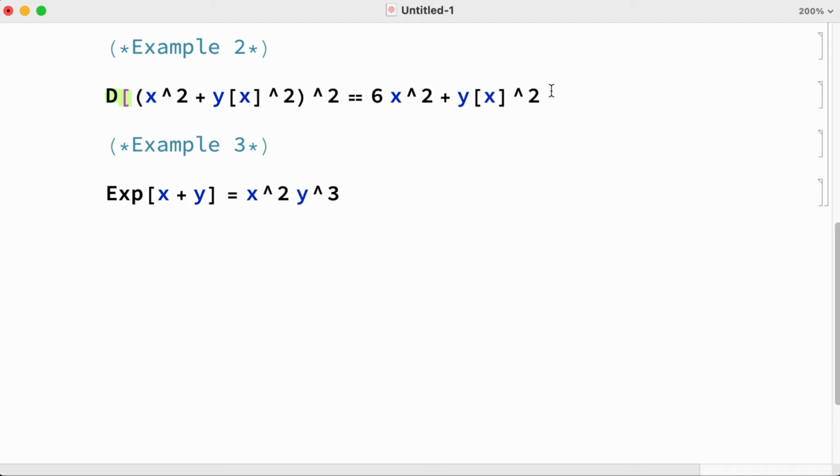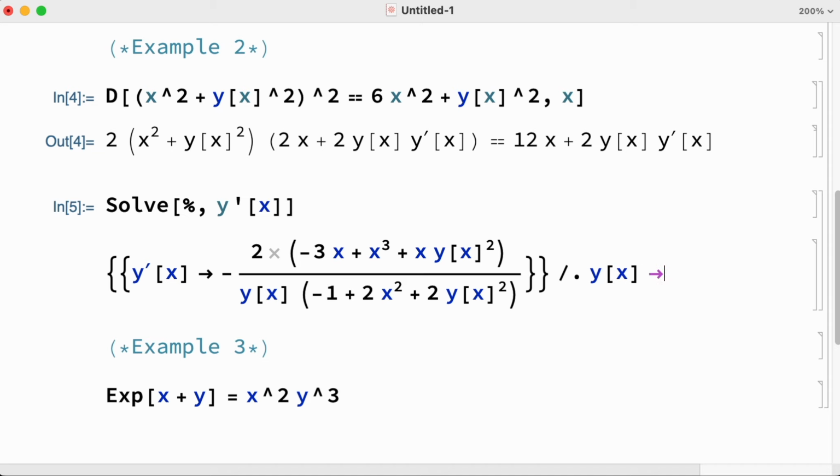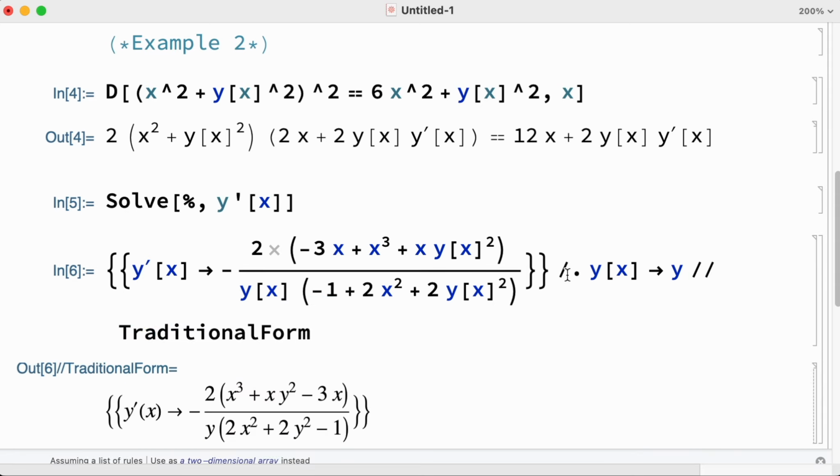Now I would expect a calculus student to isolate y prime by hand on paper, and then you can check yourself by saying, hey, let's solve this for y prime of x. We get this expression, which is a little harder to read than the line above, but what we can do is say, let's take, with slash dot, y of x and replace it with y. And then let's also write this in traditional form. So there's our derivative dy/dx fully solved for and in a way which is nice to read.